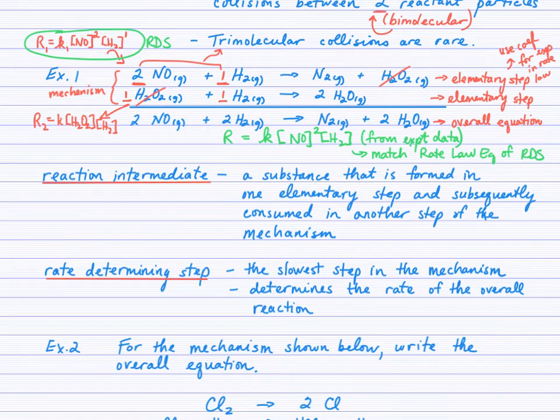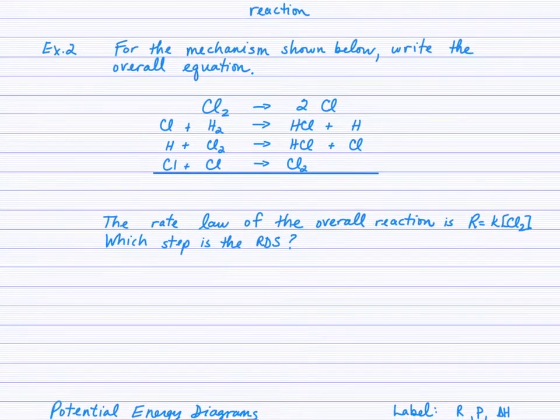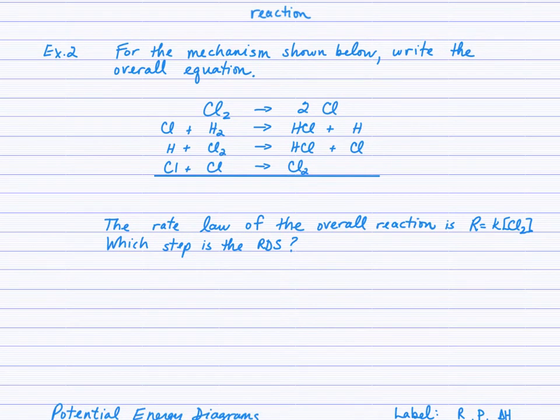Let's go through another example. So I'm asking you in example 2, this is a well-studied mechanism, by the way, experimentally. So I'm asking you first to look at this mechanism and write the overall equation, noticing that Cl2 decomposes to 2 free chlorine atoms. So energy is required to break that bond for sure. One of those chlorine atoms then collides with a hydrogen gas particle to form one particle of HCl and a free hydrogen atom.